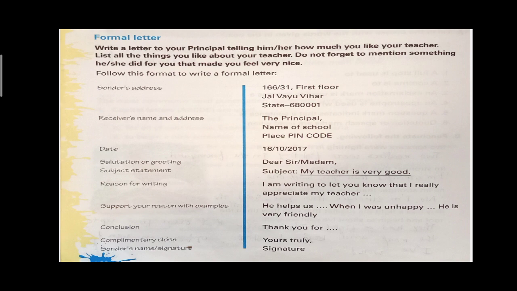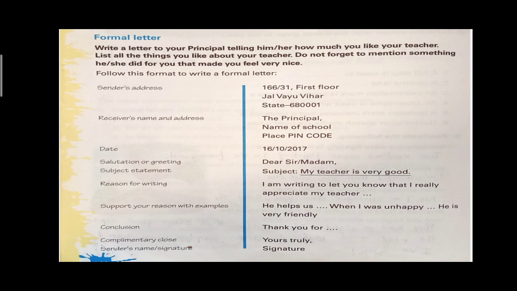Subject, my teacher is very good. I'm writing to let you know that I really appreciate my teacher. He helps us when I was unhappy. He's very friendly. Thank you. Yours truly, signature.